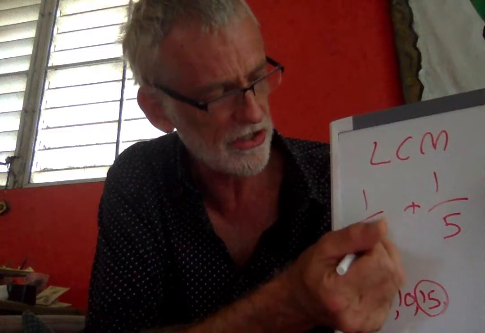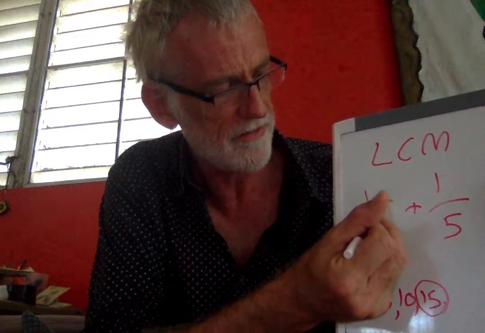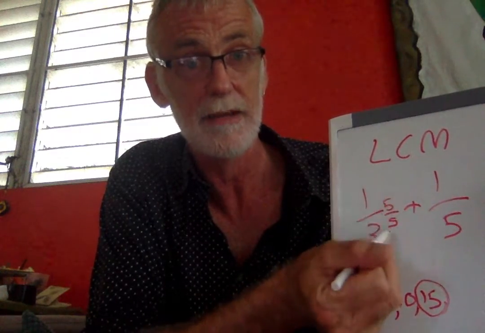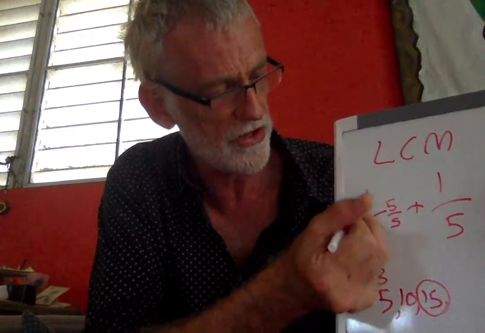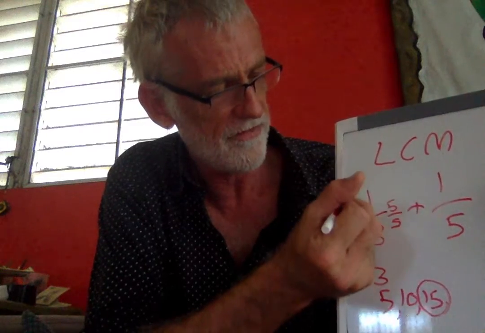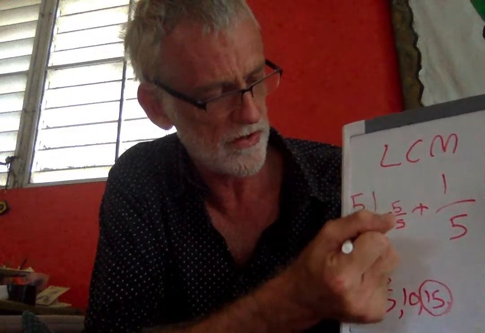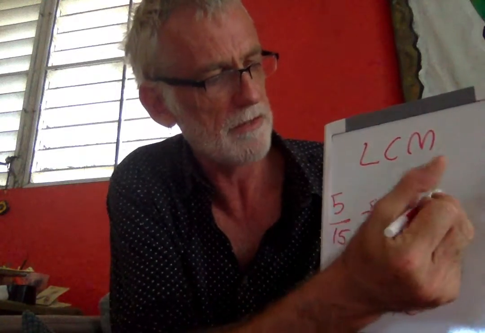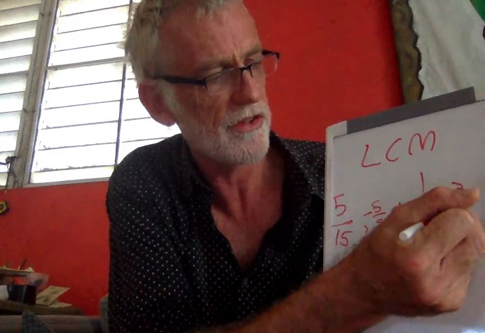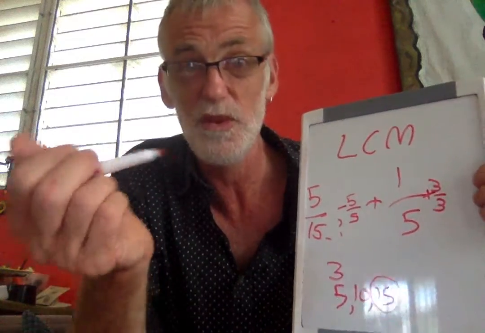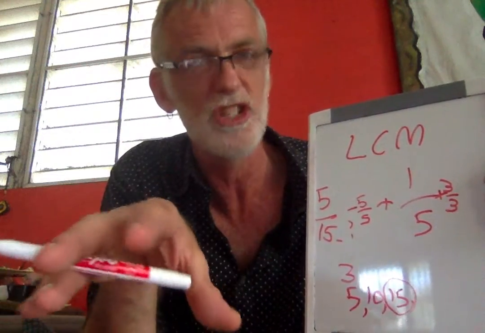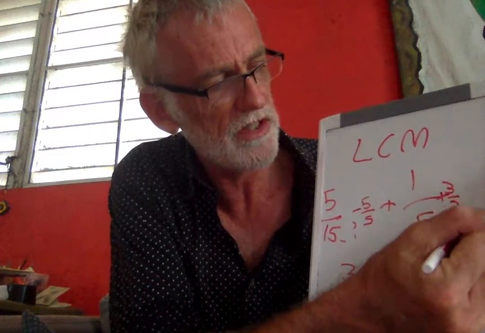So up here, I can change this to multiply by 5 over 5, because it's always the same on the top and the bottom. So 1/3 changes into 5 over 15. This one we multiply by 3 over 3, because remember, 3 over 3 is 1, so I'm not changing it. It's the same number, it's just written differently. 5 times 3 is 15, 3 times 1 is 3.